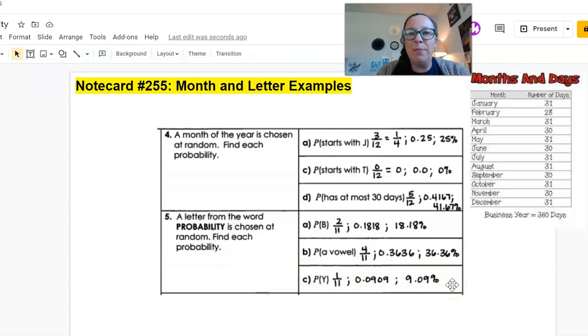All right. So go ahead and pause me and finish up your note card 255 with your month and letter examples.